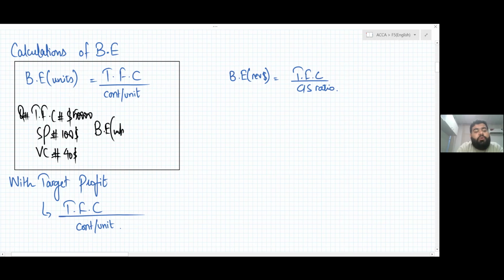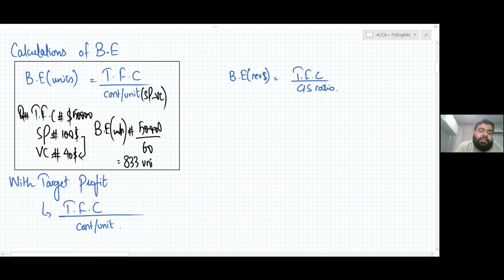In units, we'll know that if the business sells this number of units, it will reach the break even point. So fixed cost in the numerator, 50,000, divided by 60. Why 60? Because contribution per unit is selling price minus variable cost per unit. I've just deducted the variable cost 40 from 100, resulting in 60 of contribution. Let us calculate that: 50,000 divided by 60 will be 833 units.